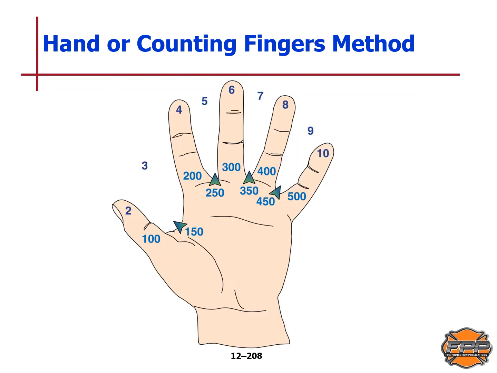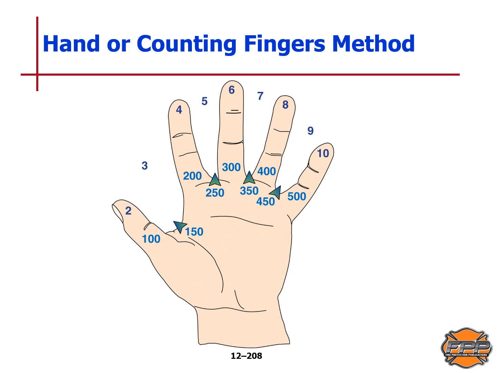This is an illustration of that. So you see at the base of each finger a whole number, starting with the thumb, 100 gallons per minute, first finger, 200 gallons per minute, middle finger, 300 gallons per minute, ring finger, 400 gallons per minute, pinky, 500 gallons per minute.